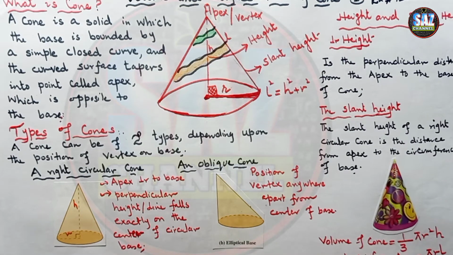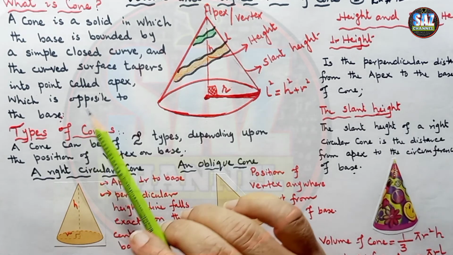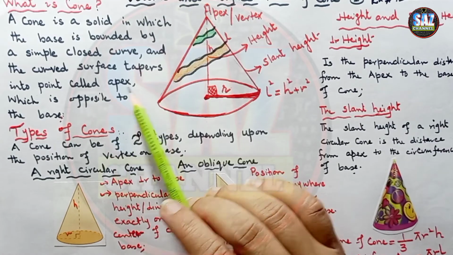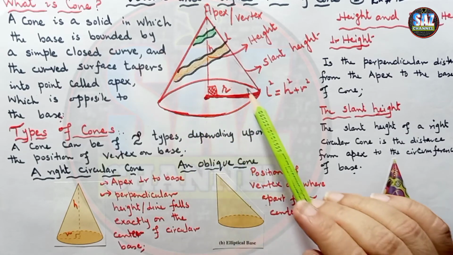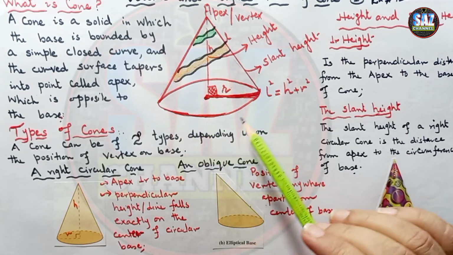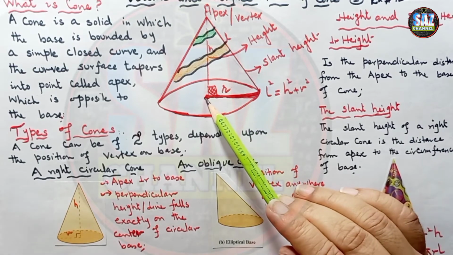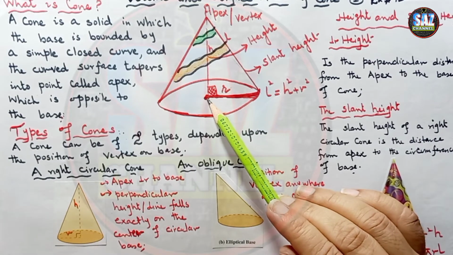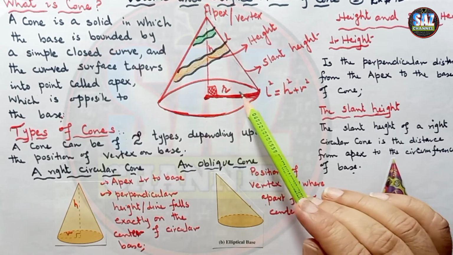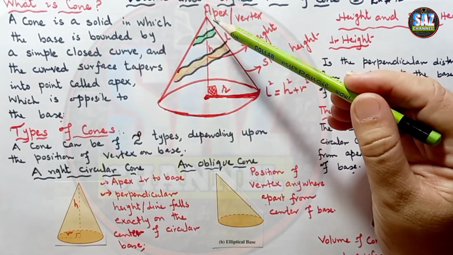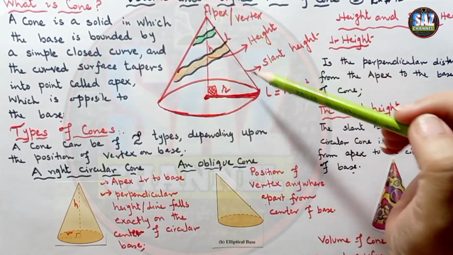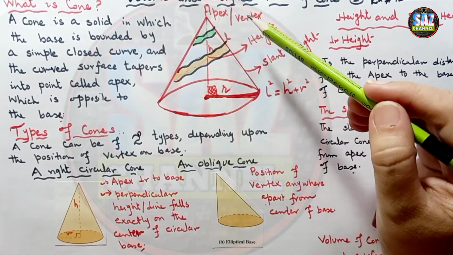A cone is a solid in which the base is bounded by a simple closed curve and the curved surface tapers into the point called apex, which is opposite to the base. If you look at this diagram, we can see that this is the base of this cone, which is the circle. When we talk about the circle, this fixed midpoint is called the center of circle, and the distance from the center to the circumference, the outer boundary, is called the radius. And the point where these curved surfaces are meeting is called the apex or vertex.